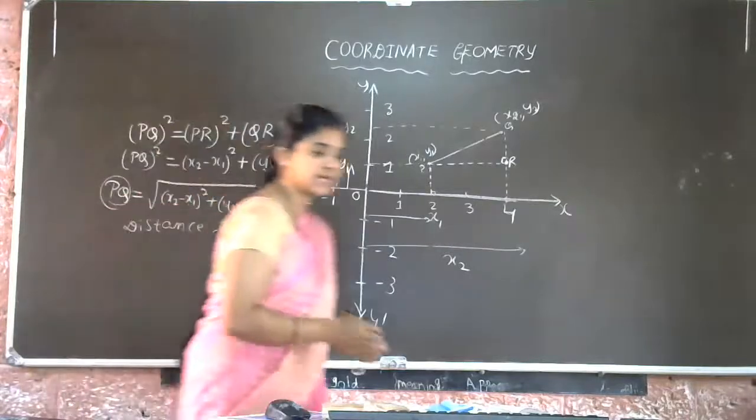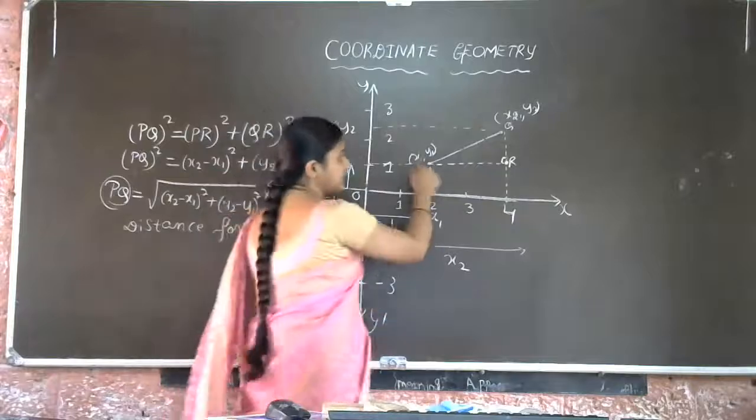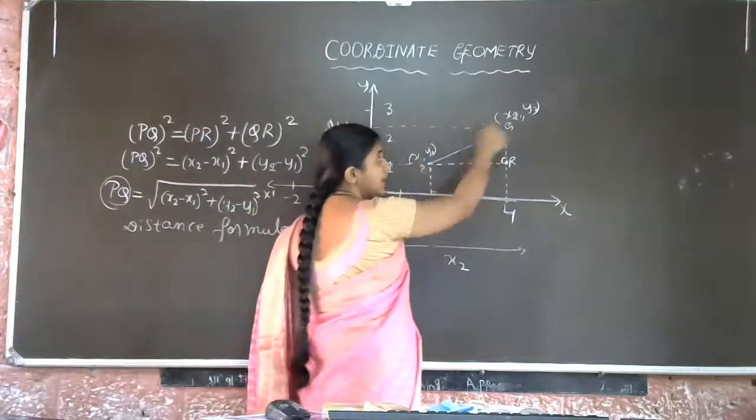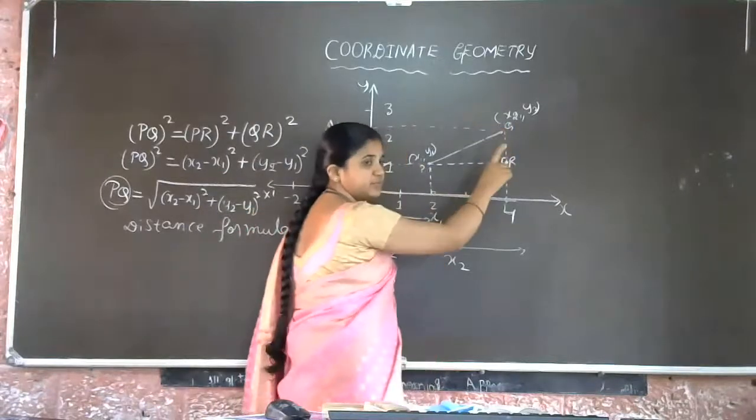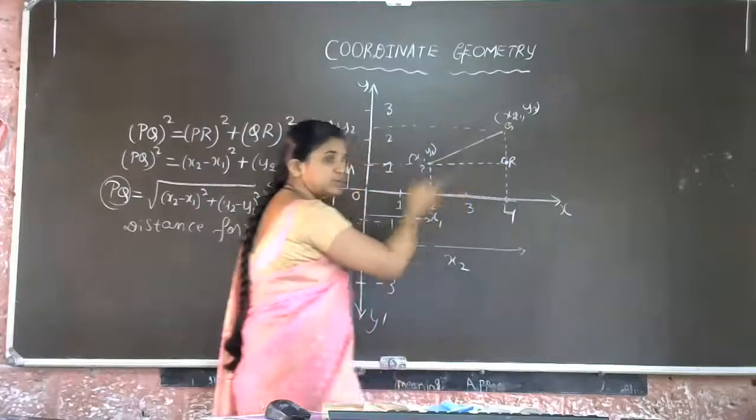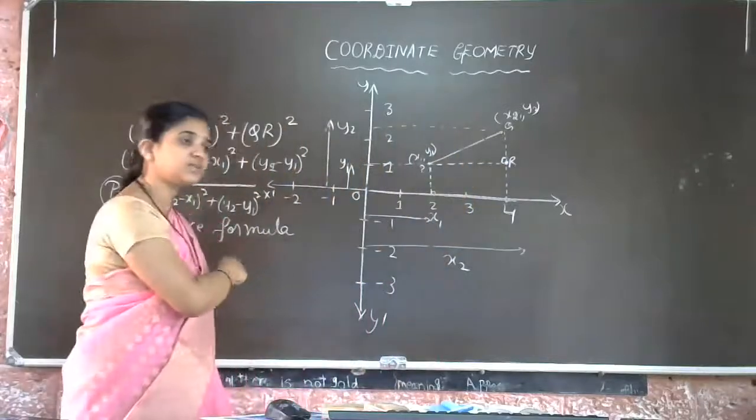So you can ask the question, Mataji, can we take this one as x2, y2 and this one as x1, y1? Yes, of course. However you change this, whatever you do, the distance you get is the same.